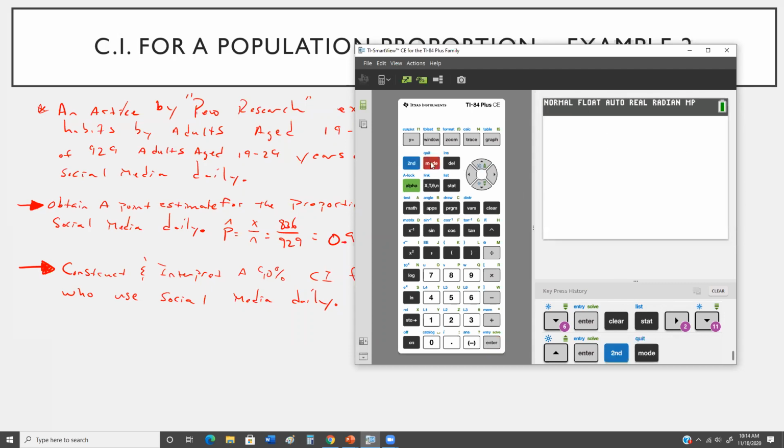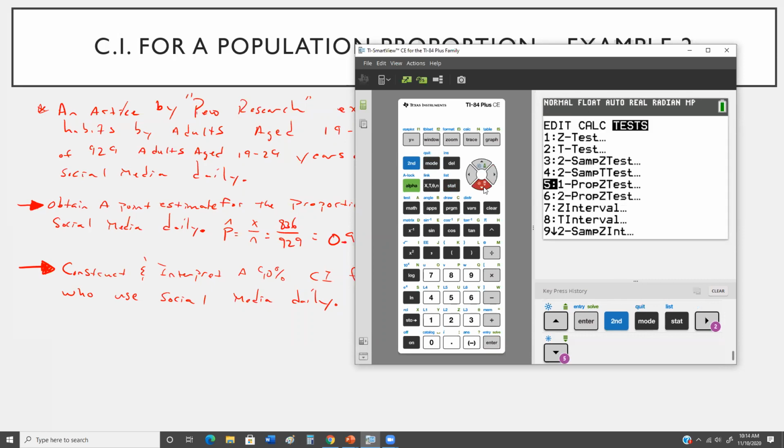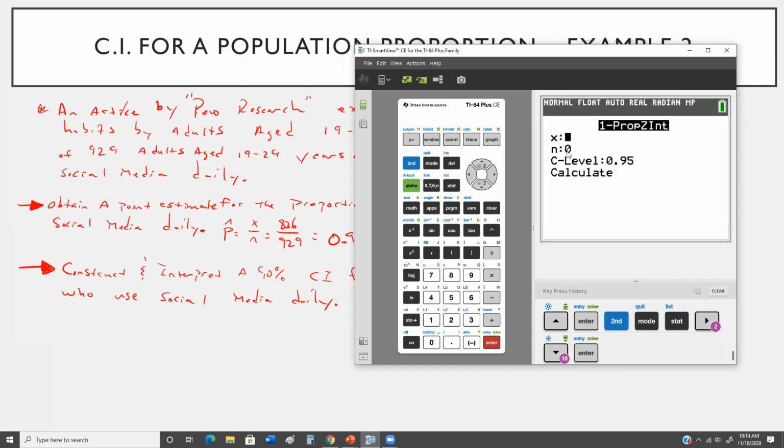So you're going to press stat, go over to tests, and scroll down till you get to A. And you should see 1 prop Z int. Now just hit enter. Does anybody not see this now? I see it. Everybody's good?